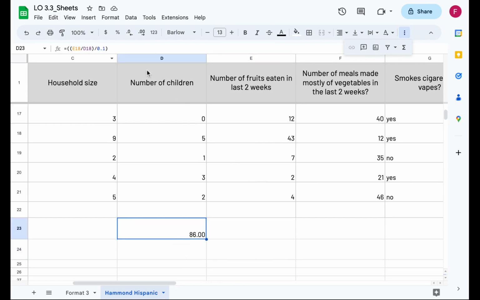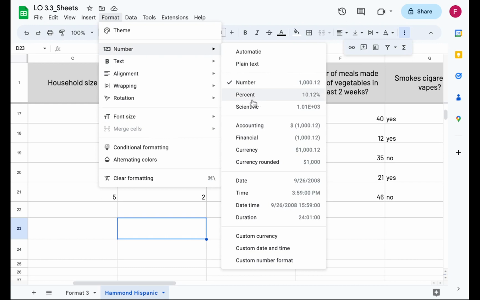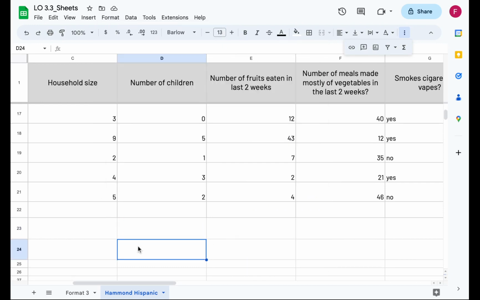So that is how the formula for percentages works. It's like using the math way of doing it. It doesn't really have a function in the way that the others do. Another way of doing that is you can get the percentage from here.